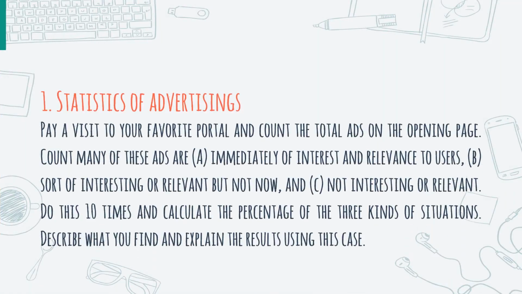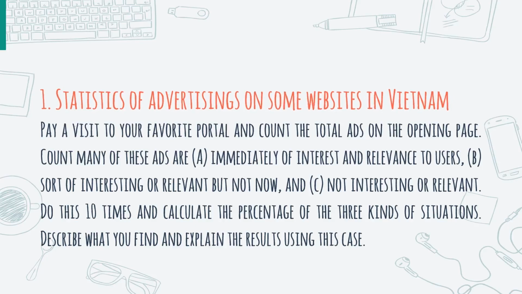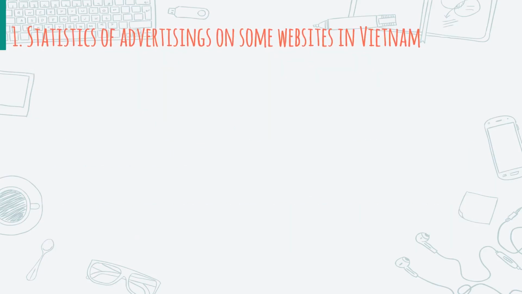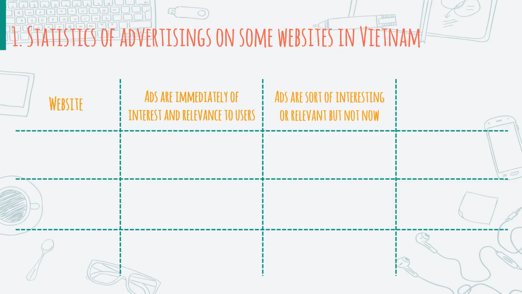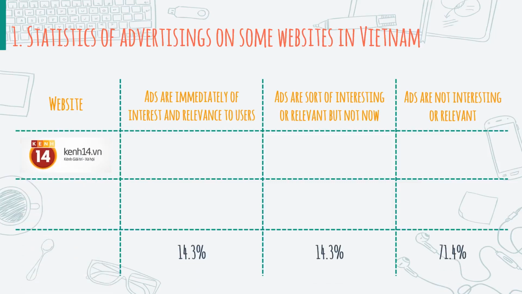The first question asks us to pay a visit to our favorite portal and count the total ads on the opening page. There are 3 criteria to evaluate the effectiveness of advertising, which are A. Immediately of interest and relevance to user, B. Sort of interesting or relevant but not now, and C. Not interesting or relevant. Kênh 14 is an online newspaper in which only 14.3% of ads are in section A, another 14.3% in section B, and the rest 71.4% in section C.